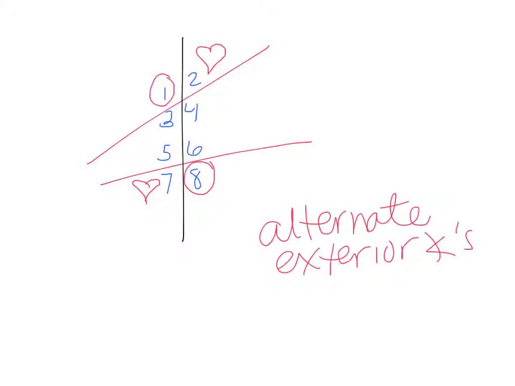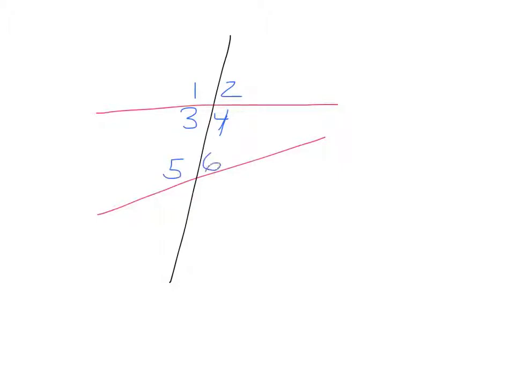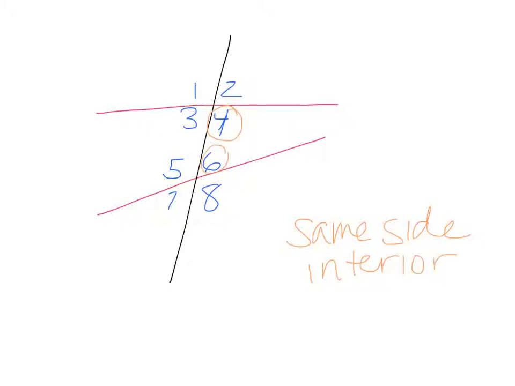Last but not least, one other set of angles. Here are my lines, here's my transversal, and here are all my angles. There are lots of other combinations we could have, but the only other combination that we talk about is called same side interior. Take a guess what same side interior angles would be. They would be 4 and 6, and 3 and 5. Again, same side of the transversal, but still interior between the two red lines.